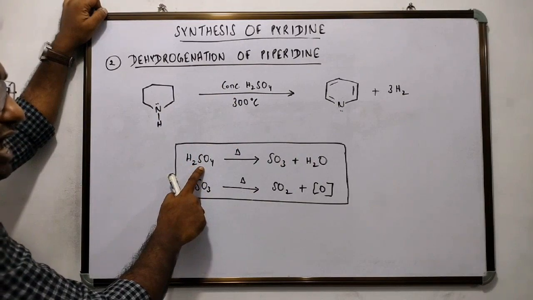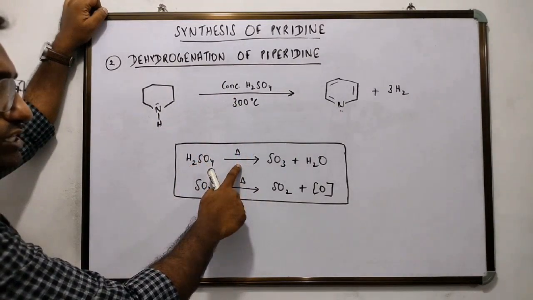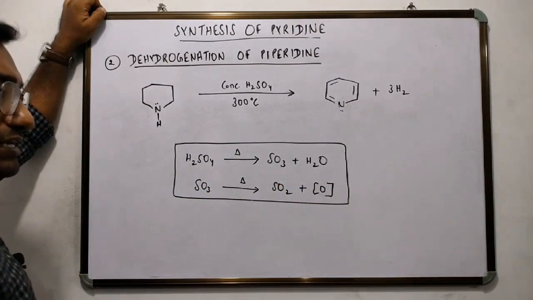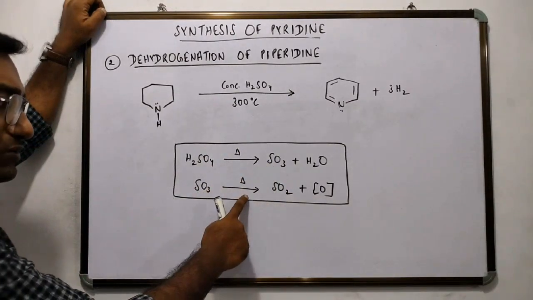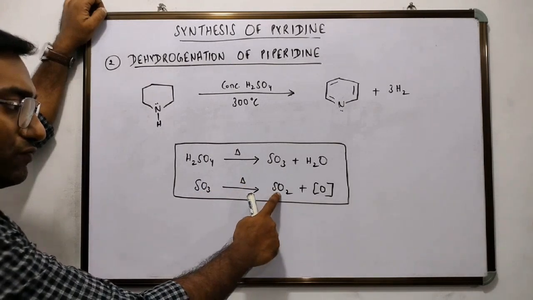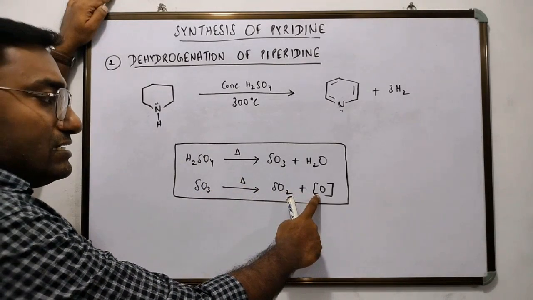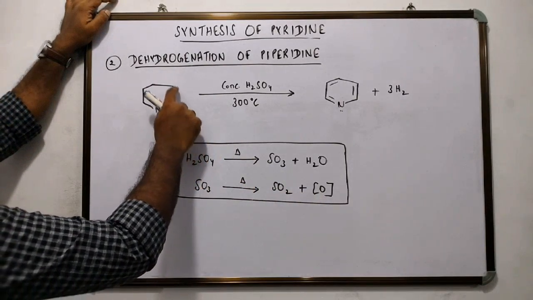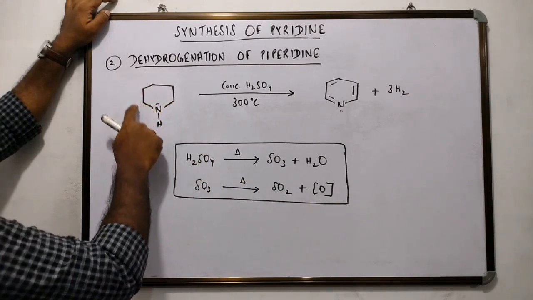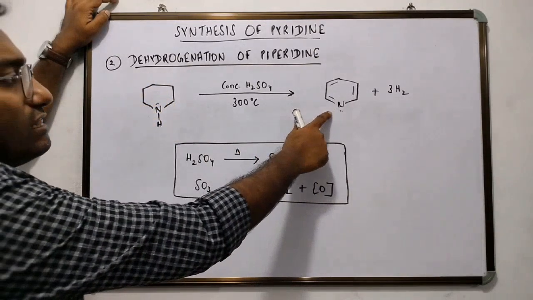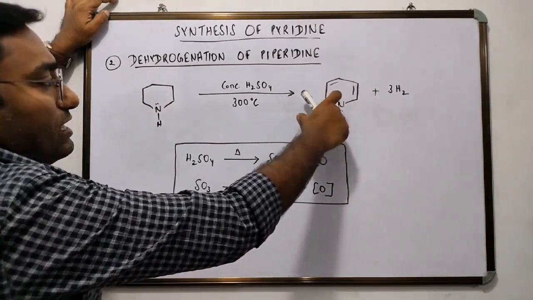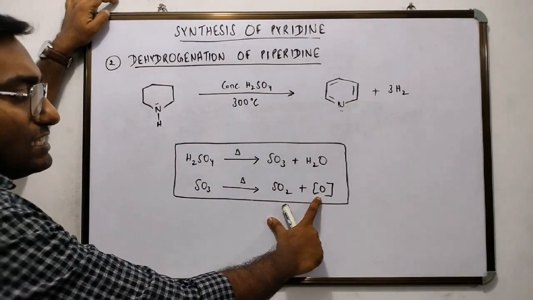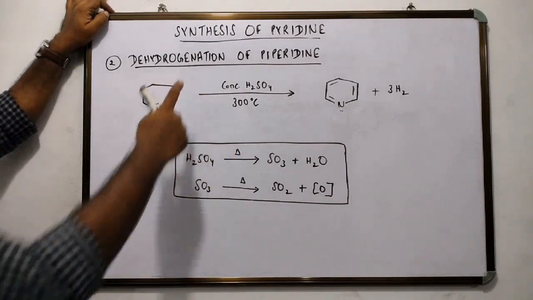Concentrated H2SO4 undergoes thermal decomposition to form sulfur trioxide and H2O. Further, sulfur trioxide undergoes thermal decomposition to form sulfur dioxide and nascent oxygen. It is this nascent oxygen that eliminates an H plus from each of the atoms of piperidine, resulting in the formation of pyridine. Thus, concentrated H2SO4 is an oxidizing agent or a dehydrogenating agent.